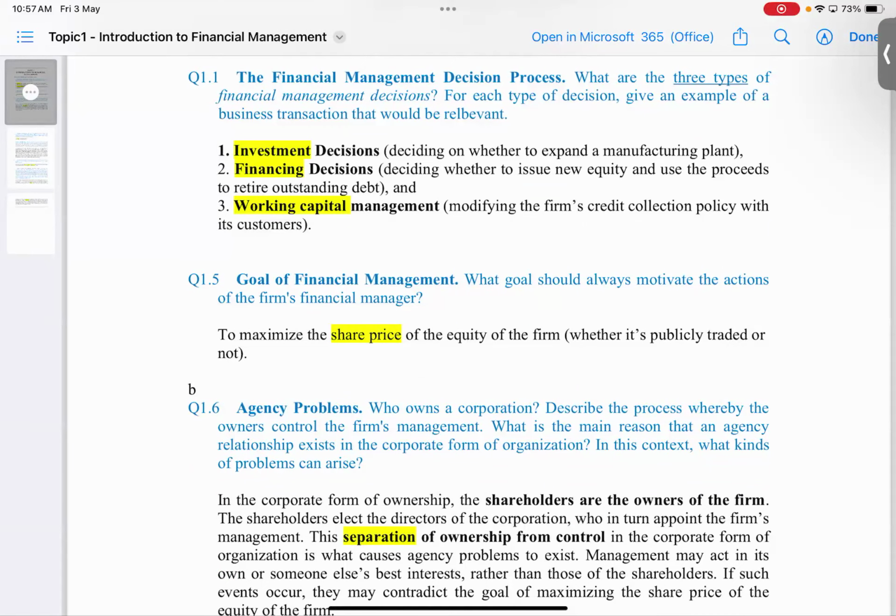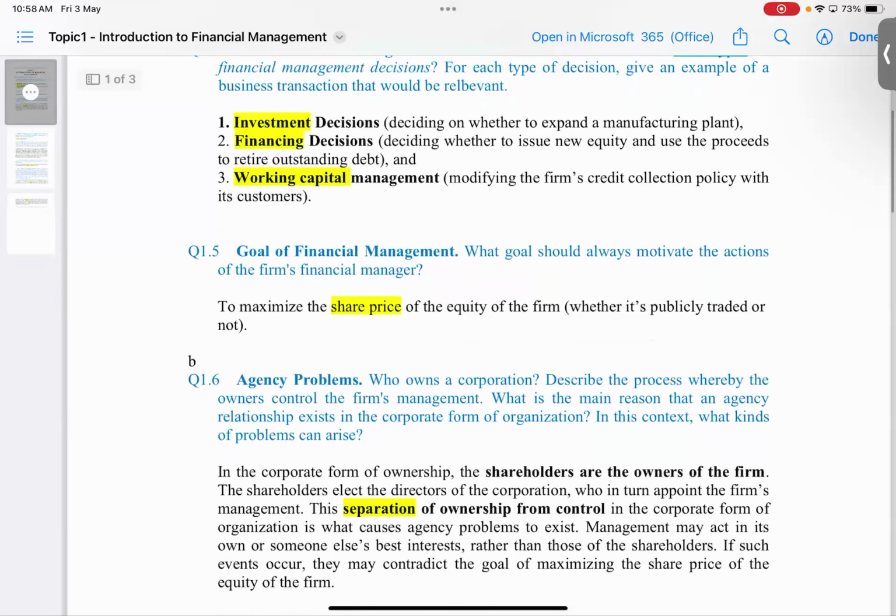Okay. Second one is financing decision. That means either you use equity or debt to raise the money. And the third one is working capital management. That means we are referring to the decisions that are related to the day-to-day operations of the business. For example, you think about the money to pay suppliers or the money to be collected from your customers. All these are what we call working capital.